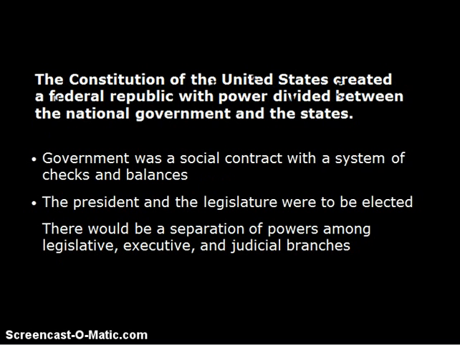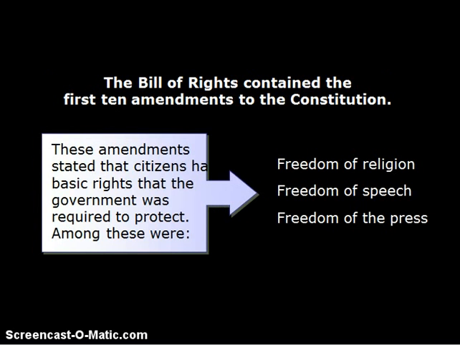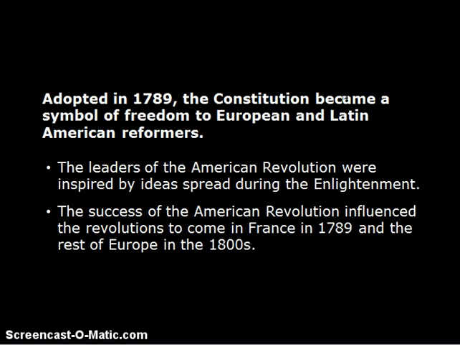It created a federal government, which basically just means that under federalism, the power is divided between states and a central government. The Bill of Rights was added to the Constitution after it was written because there were people that still felt the central government would be too powerful without the Bill of Rights added in. And we're going to talk specifically about the Bill of Rights pretty soon.